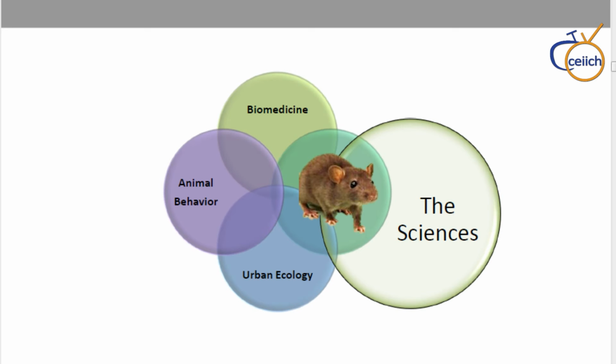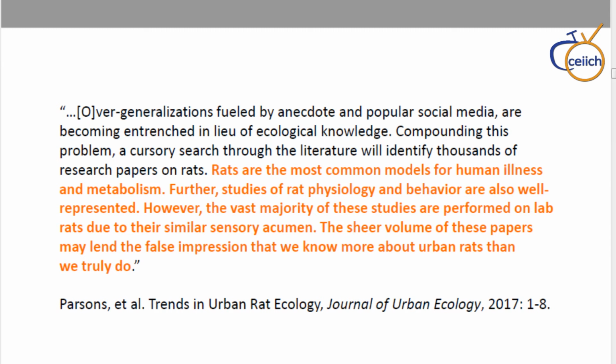So in the space of urban ecology, they're actually the underdogs of the sciences. Urban ecology is a relatively new field, even though ecology itself is not, but to think of the urban center as an ecological system, that's relatively recent. And so urban ecologists that do research on rats, they're swamped by the amount of research that exists on rats from other fields. And as one urban ecologist, Michael Parsons, has recently pointed out, you can find thousands and thousands of papers about rats, but they tend to come from the disciplines of biomedicine and behavioral studies, as well as rat physiology.